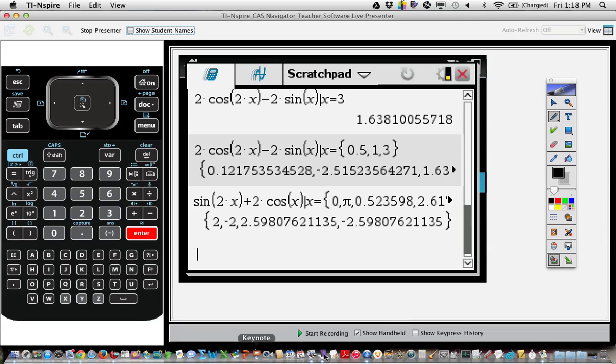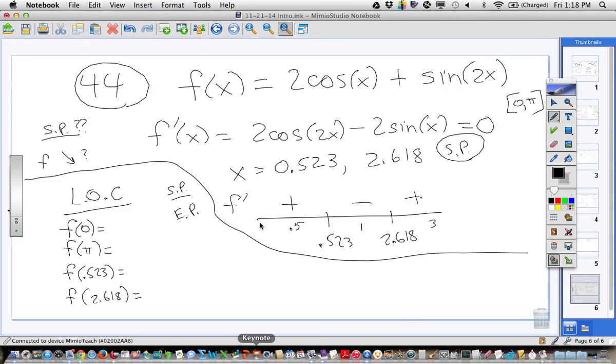We got 2. We got -2. We got 2.598. Did I see that right? And negative 2 point, or did I have those backwards? Is that right? Okay. So therefore, what is my max? 2.598, right? The y value is what I care about. And the minimum is that one.